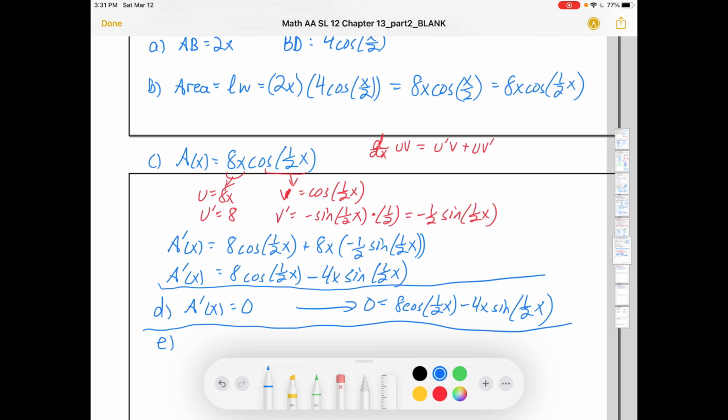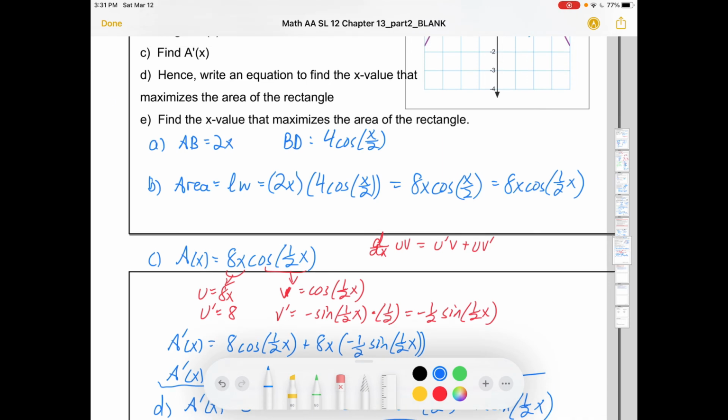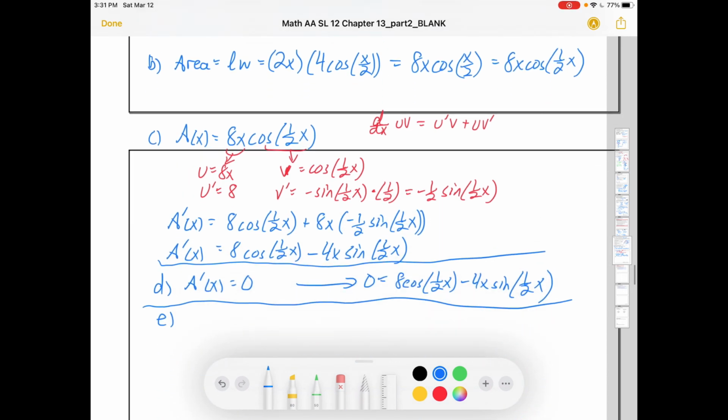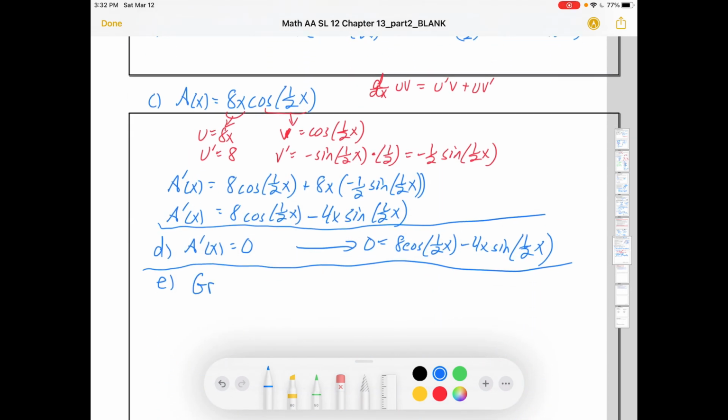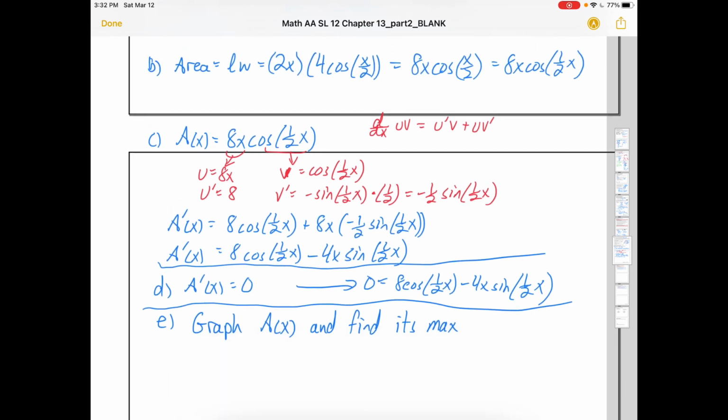And that lets us know that we can solve it with the derivative, but in part E it says find the x value that maximizes the area of the rectangle. I think what makes the most sense here is just graph A of x and find its max. So you can take your pick. But if you have techniques that don't rely on getting, say, a derivative correct, then that's probably the thing to do. A of x is also a simpler function, so let's type it in.